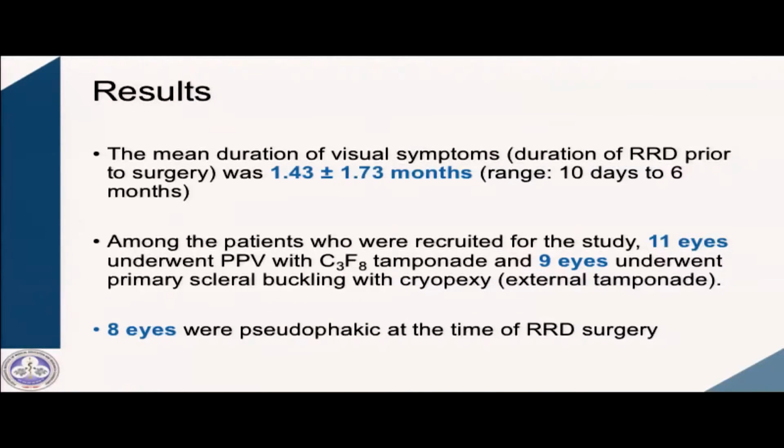The mean duration of visual symptoms of all the patients prior to the development of detachment was 1.4 months. Among the patients who were recruited for the study, 11 underwent vitrectomy with gas tamponade and 9 underwent primary scleral buckling with cryopexy. 8 eyes were pseudophakic at the time of detachment surgery.